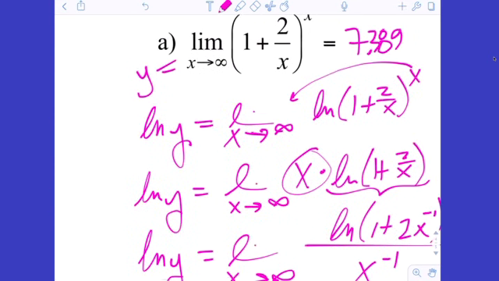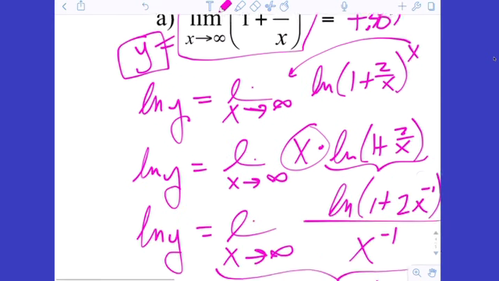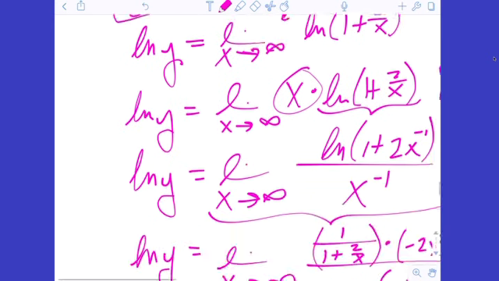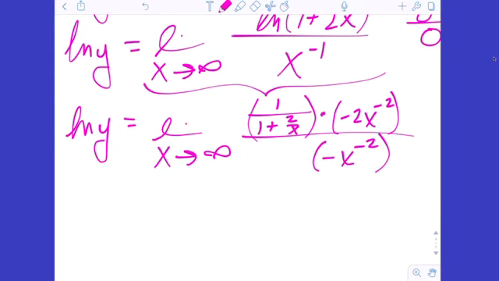Now notice I am also bringing down my natural log of y each and every time. That is highly recommended because remember, we're trying to evaluate the limit, which is equal to y. And if you don't bring down your natural log of y, you can easily forget at the bottom that it's not equal to y, but rather the natural log of y.